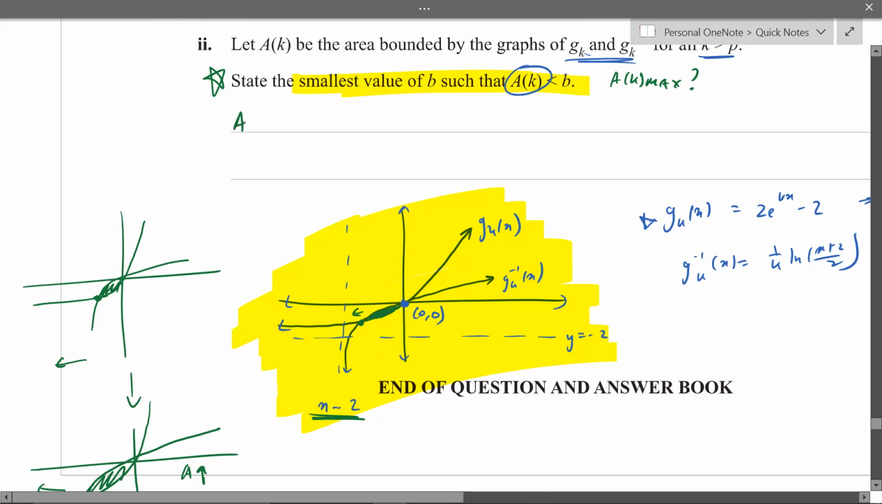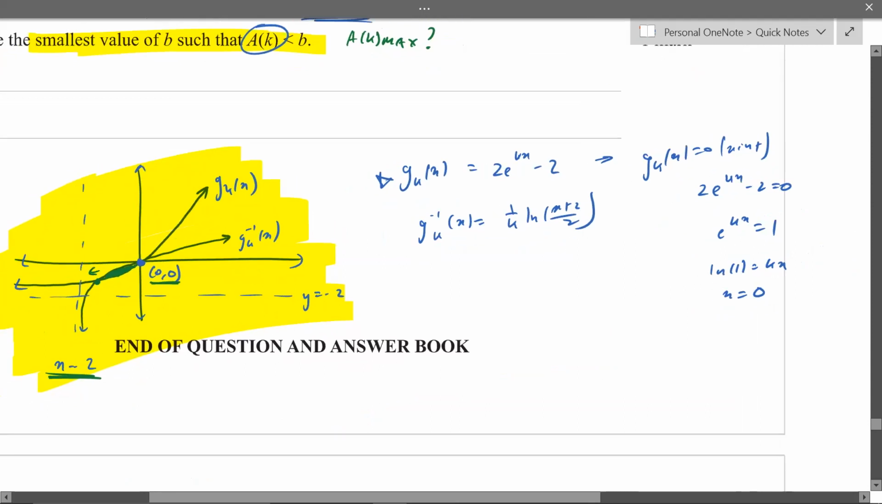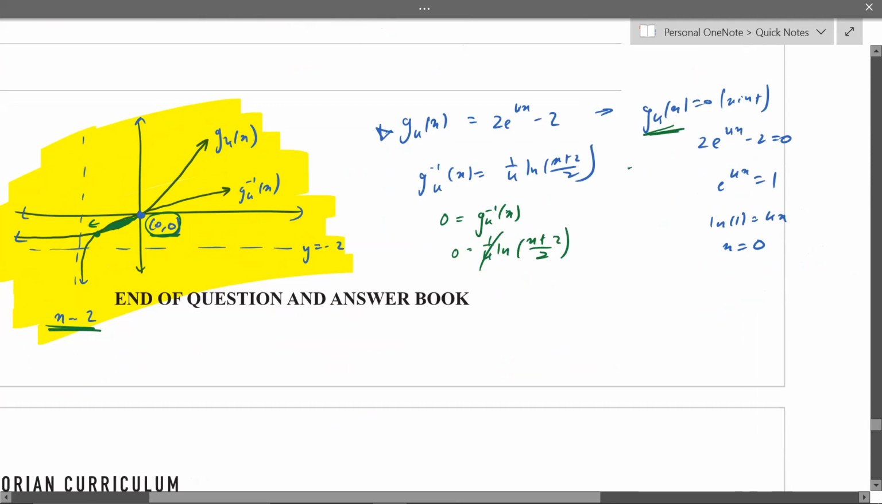So now you have your terminal. So the 0 was important because g_k(x) always has an intercept at 0 and so does g inverse k(x), I'll just show you. So we're finding the x-intercept of the inverse of g_k(x). So 0 equals 1 on k, ln((x plus 2) on 2). Again, you can get rid of k, so you know the x-intercept of both of these functions is not dependent on k.